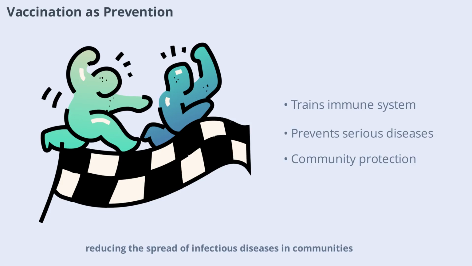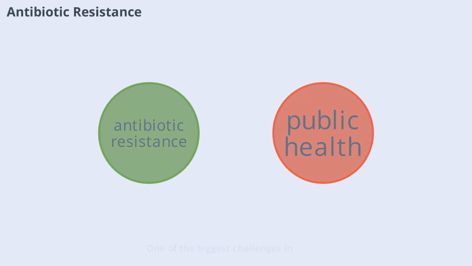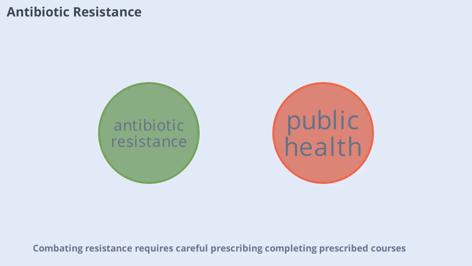infectious diseases in communities. One of the biggest challenges in infection treatment today is antibiotic resistance. This occurs when bacteria evolve to survive exposure to antibiotics, making infections harder to treat. Overuse and misuse of antibiotics in humans and animals contribute to this problem. Combating resistance requires careful prescribing, completing prescribed courses, and ongoing research into new drugs. Public awareness and global cooperation are also essential to address this growing threat.